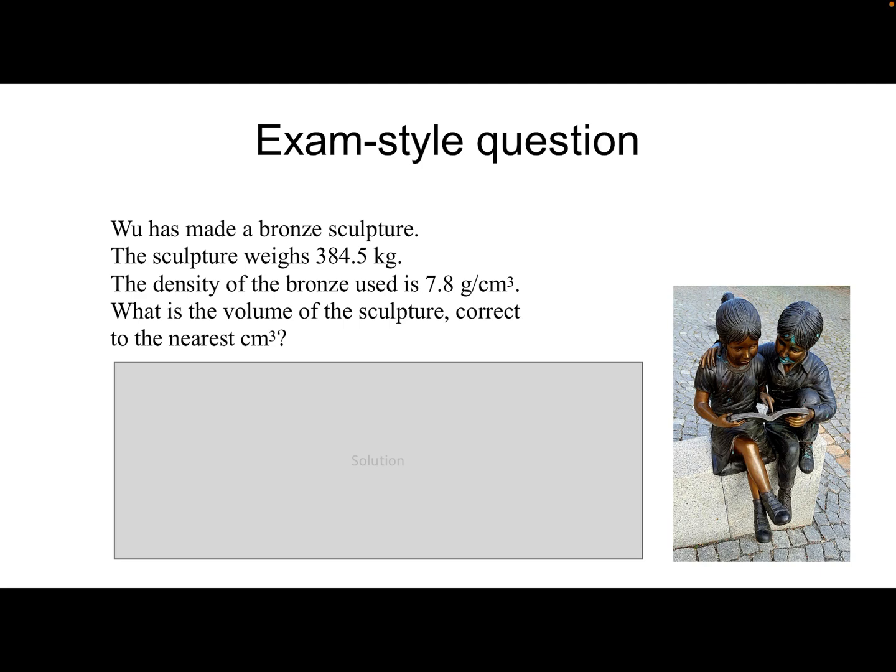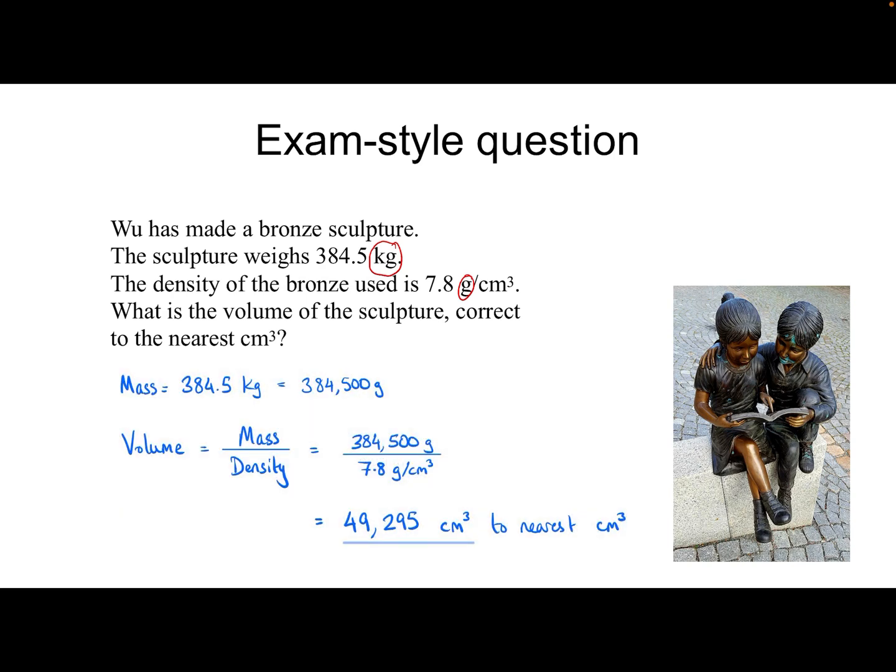Okay, the trick to this one is you're mixing up units. So you need to convert 384.5 kilograms to grams, which is what they did here. And then it becomes easy. It's just grams divided by grams per centimetre cubed, mass divided by density. And so you're going to get 49,295 centimetres cubed to the nearest centimetre cubed.